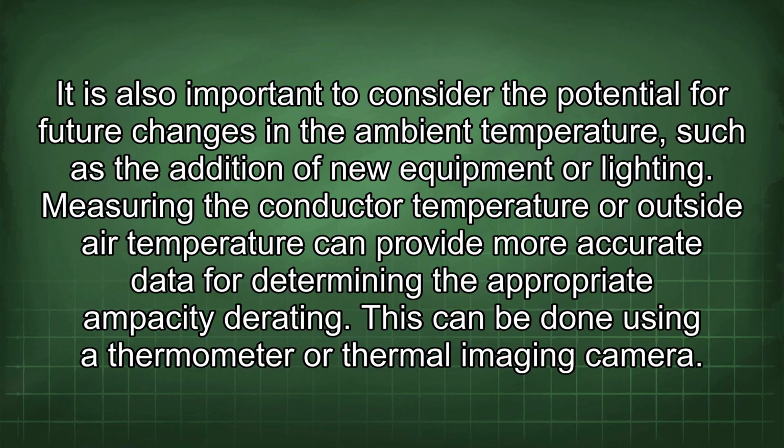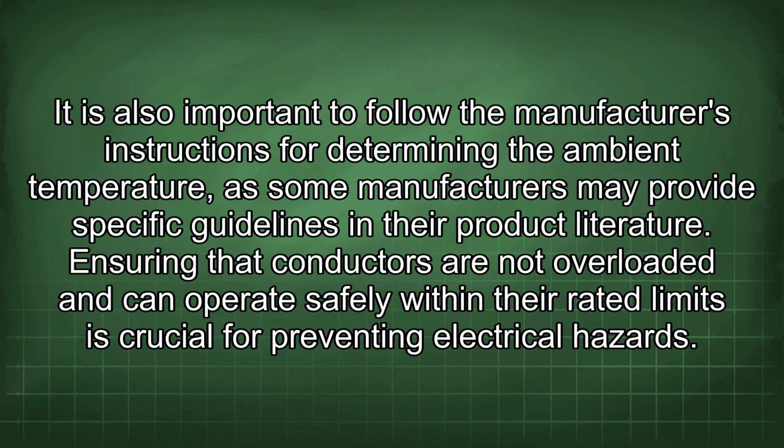Measuring the conductor temperature or outside air temperature can provide more accurate data for determining the appropriate ampacity derating. This can be done using a thermometer or thermal imaging camera. It is also important to follow the manufacturer's instructions for determining the ambient temperature, as some manufacturers may provide specific guidelines in their product literature.